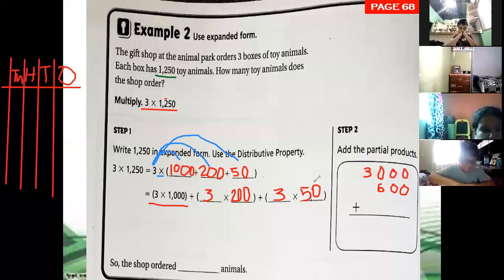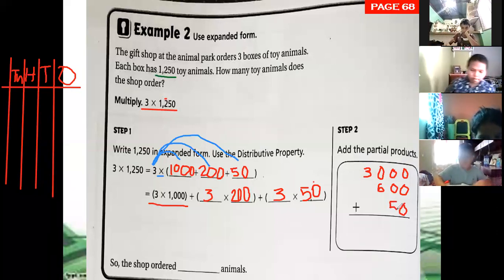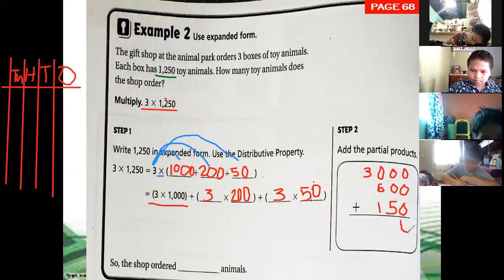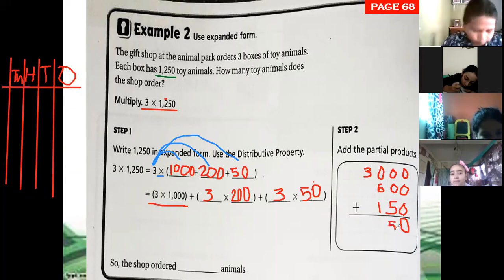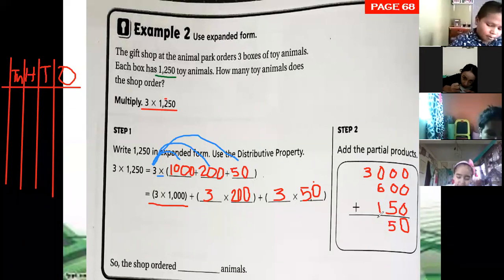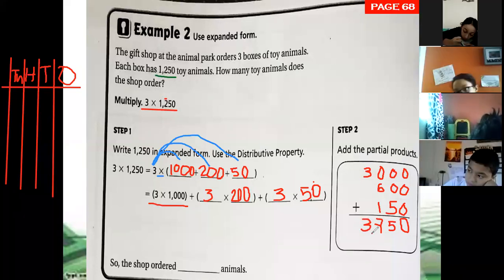And this one has 1 0, so I write 1 0 and that 15. And now I do the addition. 0 plus 0 plus 0, 0. 0 plus 0 plus 5, 5. 0 plus 6 plus 1, 7. And 3. The answer is 3,750.